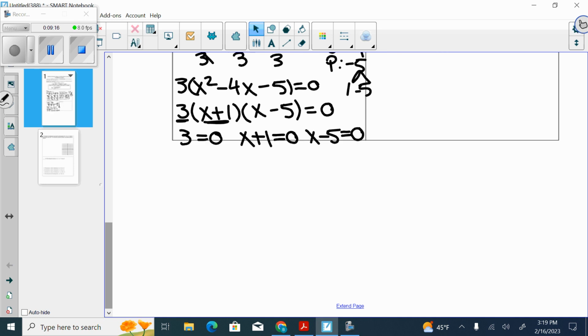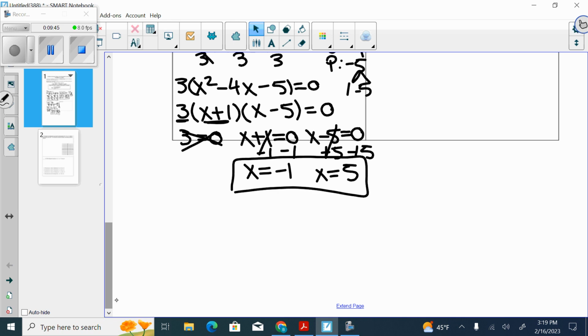All right? Well, does 3 actually equal 0? So this doesn't work. Not helpful. We don't need it. Okay, but on these other ones, we can solve for x. So what do we do to solve that next one? Subtract 1. And what is 0 minus 1? Nice. And what do we do to solve the next one? Very good. And 0 plus 5 is 5. So there are our 2 zeros.